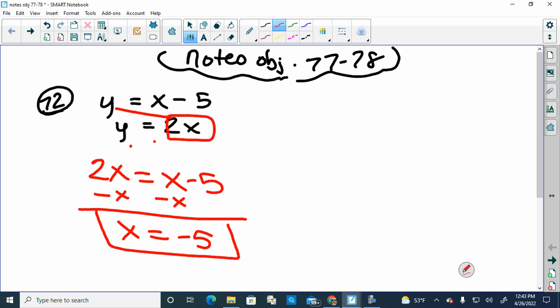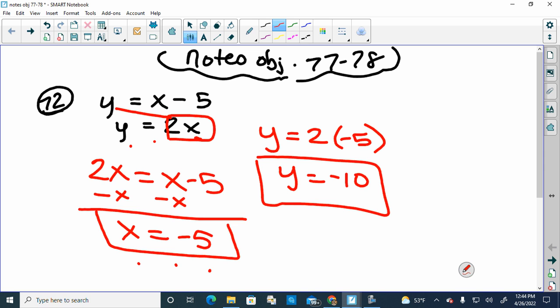So again, this reads x is a negative 5, so if x is a negative 5, then that means I can replace this x in this one, or the other one, it doesn't matter, with a negative 5. But what is happening with 2 and x the way it's written right now? Multiply. So really, this looks like this. Okay, so y would be what? Negative 10.